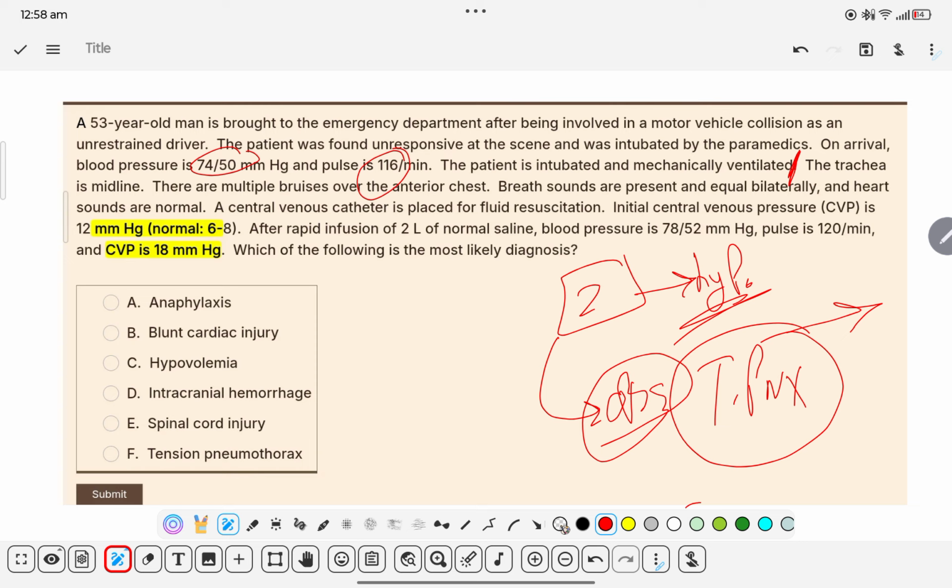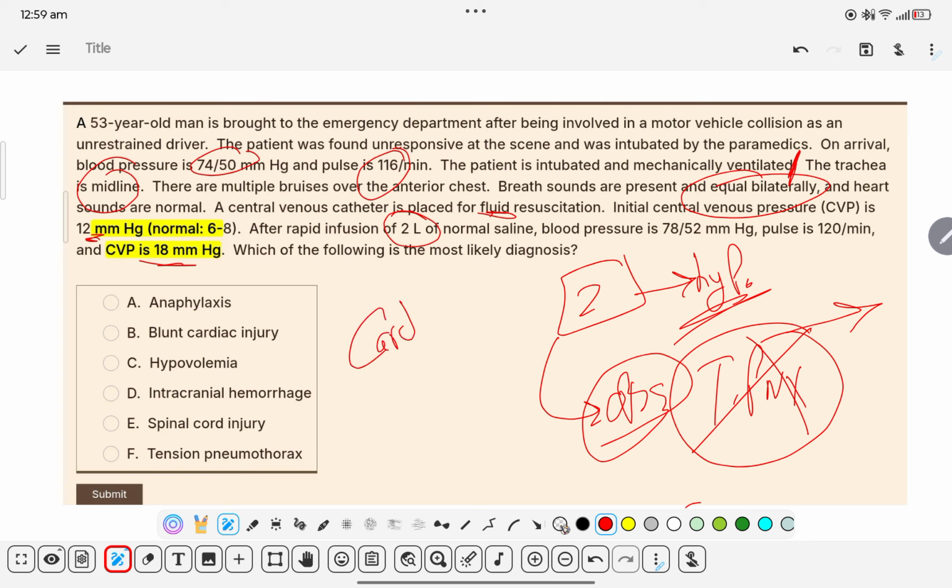Actually, tension pneumothorax is air in the pleural space surrounding the lung, making it impossible for the lung to move. So it pushes the lung to the other side, pushes the trachea to the other side, and makes it hard to breathe. However, the patient's breath sounds are present and equal bilaterally, and the trachea is midline, so it's not tension pneumothorax. A central venous catheter is placed for fluid, and the CVP is elevated, and it got worse after giving 2 liters of blood.